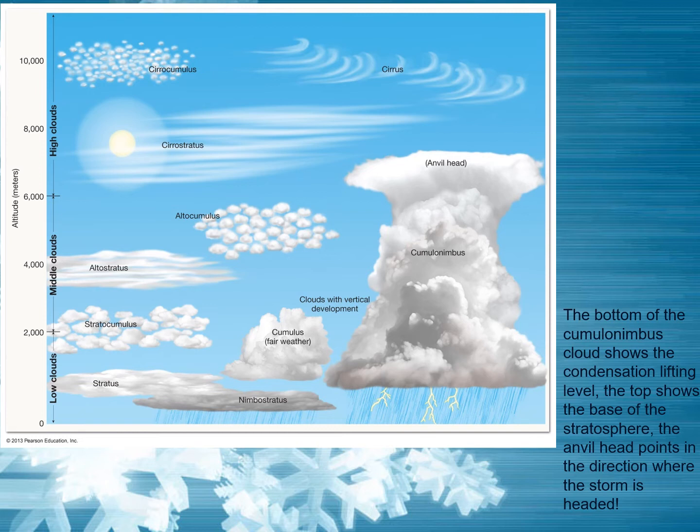Here's something that I think I mentioned in a previous chapter, but we'll just bring it up again because I think it's an extra credit question on your first exam. The bottom of a cumulonimbus cloud shows the lifting condensation level. The top shows the top of the troposphere and the base of the stratosphere, where the troposphere ends and the stratosphere begins, and the anvil head, which is kind of pointy, will point in the direction where the storm is going.